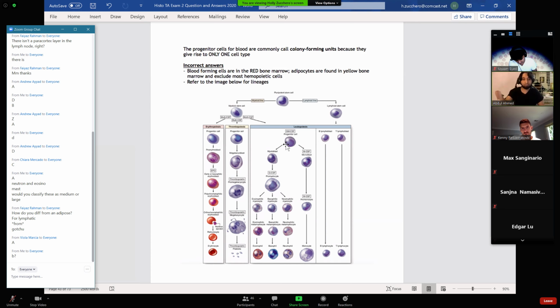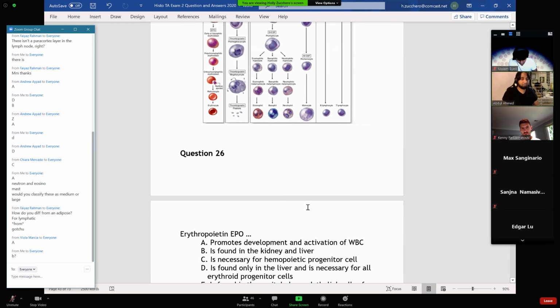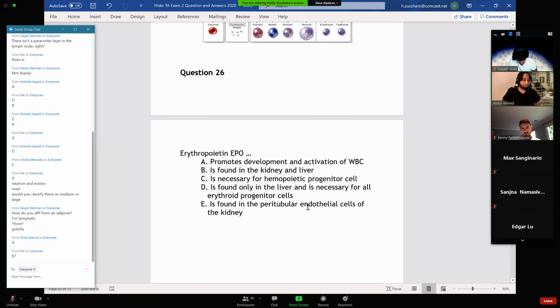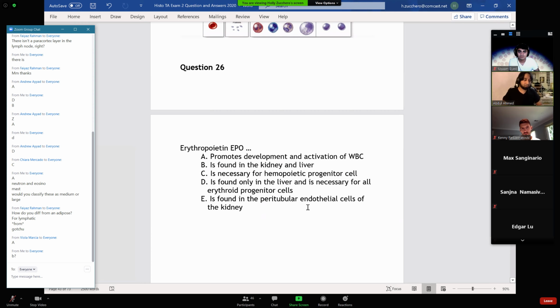So neutrophils, eosinophils, basophils. Just know that they give rise to colonies of only one cell type. The progenitor cell for erythropoiesis is only going to become a red blood cell. The one for thrombopoiesis is only going to become a megakaryocyte. And for leukopoiesis, it can turn into a couple of things. But the question was asking for red blood cells. All right, so let's go to the next question. All right, now erythropoietin, EPO.